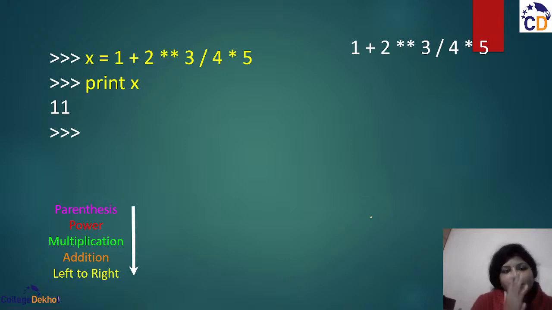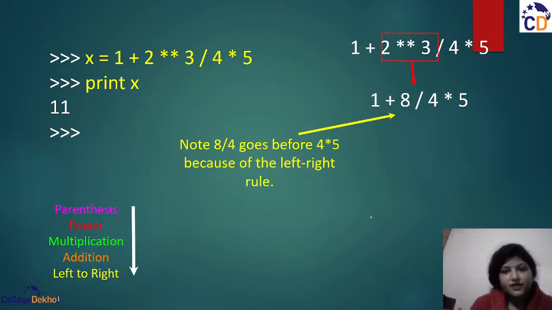This is another example. Yes, so let us see this part also. Note 8 by 4 goes before 4 by 4 into 5 because of left to right rule, right? So I want to explain you this thing also. We have studied, like at this level we have multiplication and division. At this point we have addition and subtraction also.